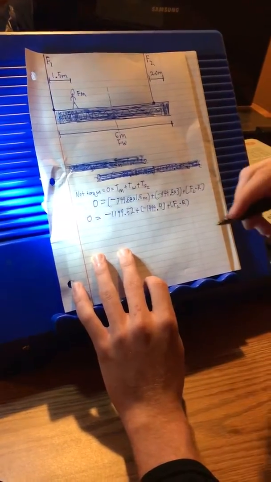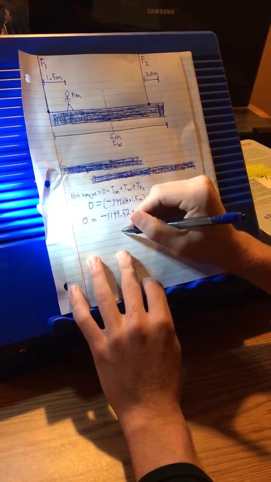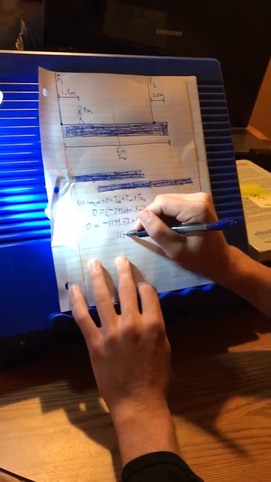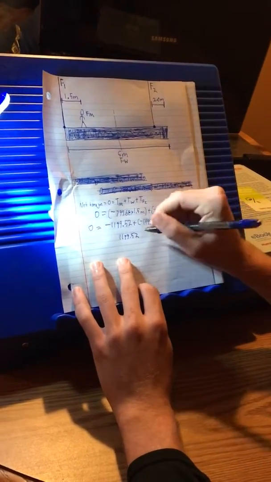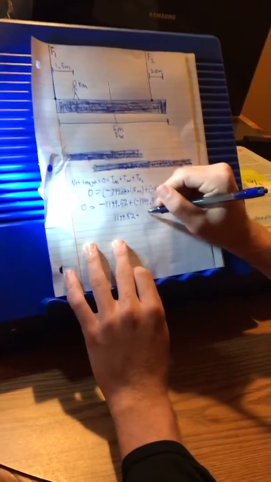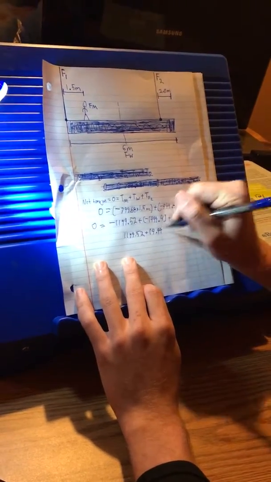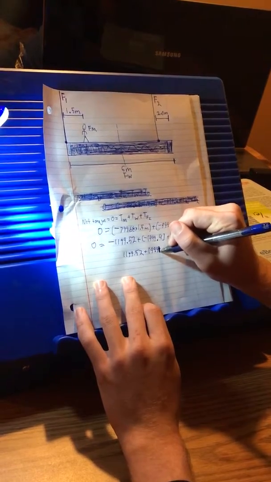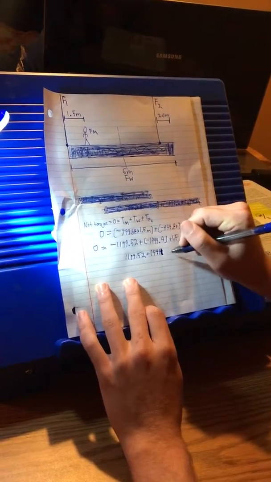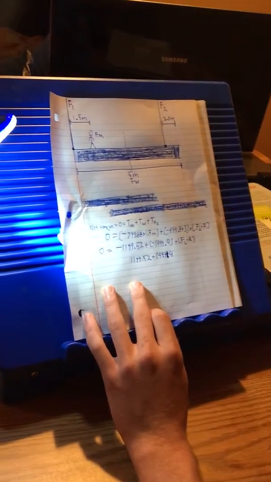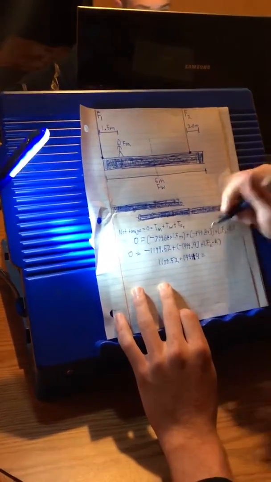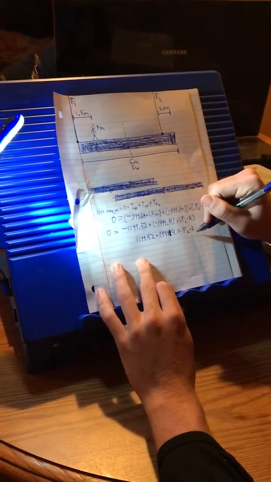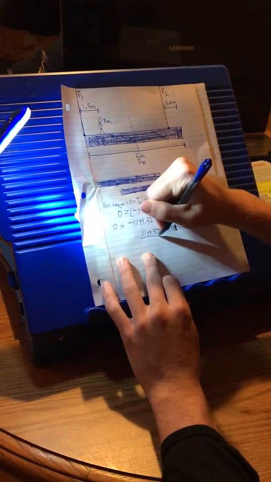Move that over, and our problem then becomes 1199.52 positive plus 1499.4 equals F2 times R, divided by R on both sides.